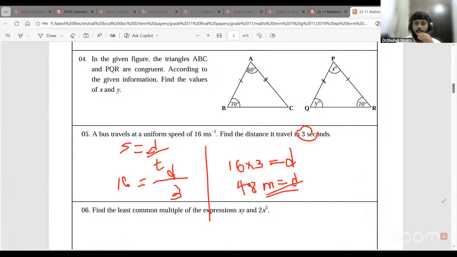Did you finish the next one? The sixth one? Can you tell the answer for the sixth one? Okay, LCM. Very good.